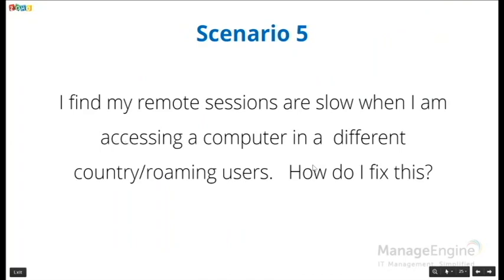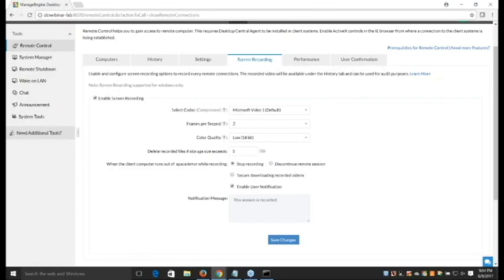Next scenario: I find my remote sessions are slow when I am accessing a computer in a different country, or roaming users. How do I fix it? As I mentioned, this is specifically for people in different states or different countries, or roaming users who are traveling and are not part of your VPN. You might face a bit of lag when you take remote access of those machines.